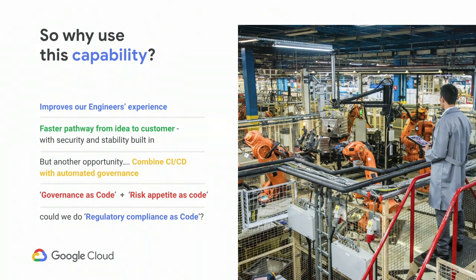But that's not enough for us. So what we're starting to think through is, if we're enforcing technology governance as code, and we're using these capabilities to ensure that we don't break our appetite from an organizational perspective around tech, well, why couldn't we do that with some of our other requirements in our organization?